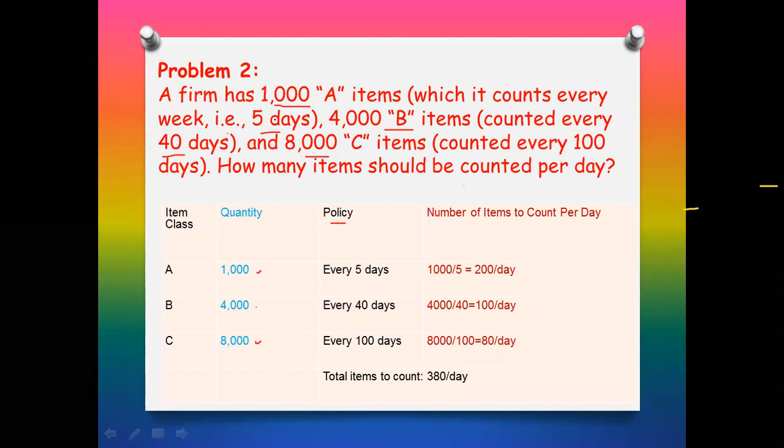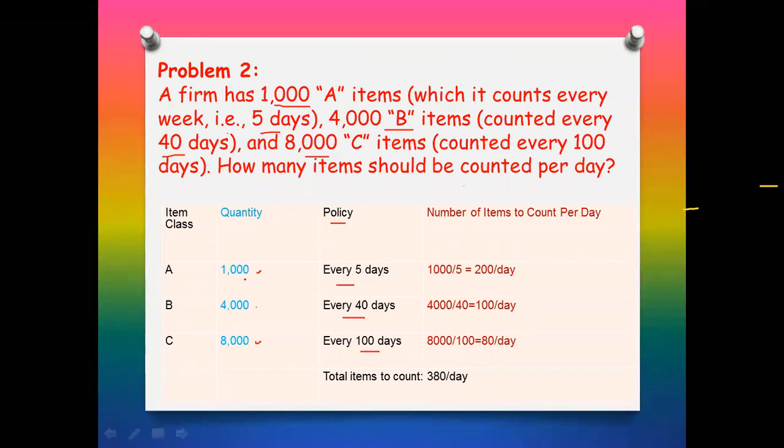A class items are counted every 5 days. B class items every 40 days. C class items every 100 days. So every 5 days, every 40 days, every 100 days. Now what is the thing you have to find? The number of items counted per day.